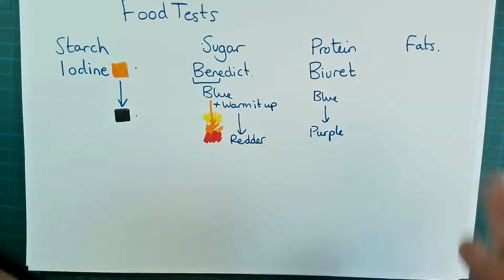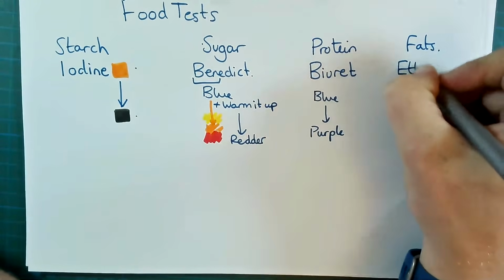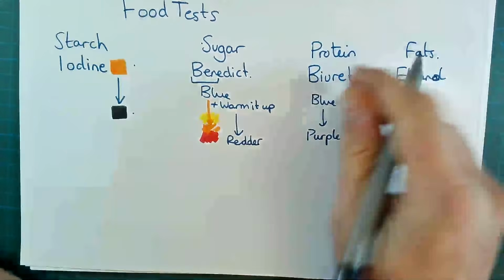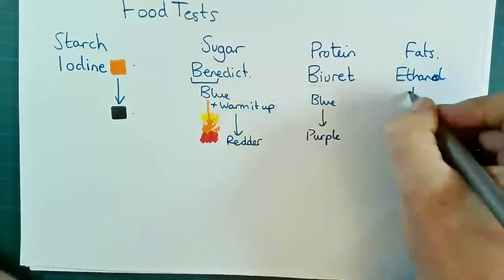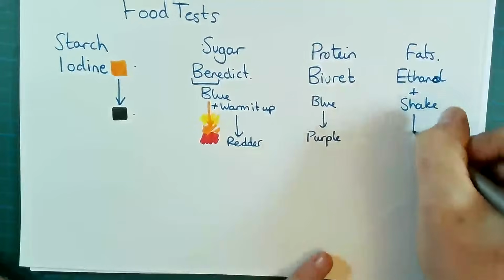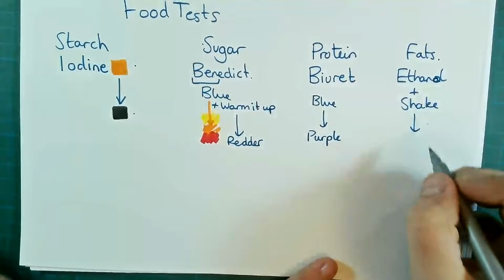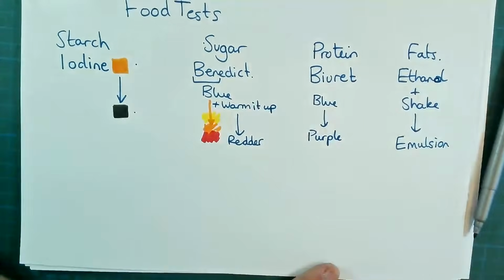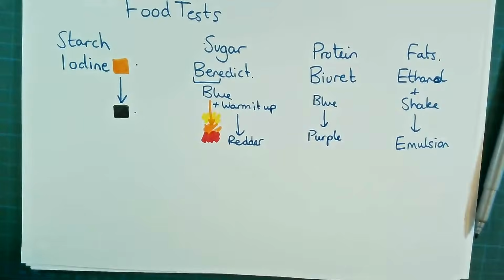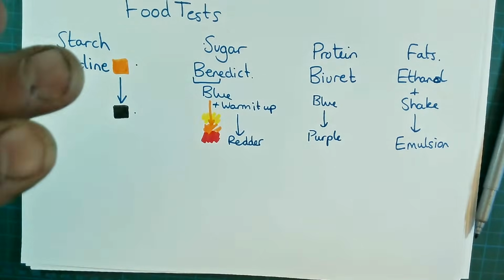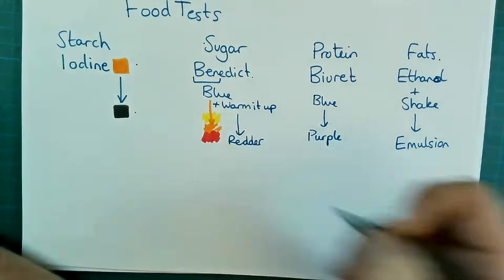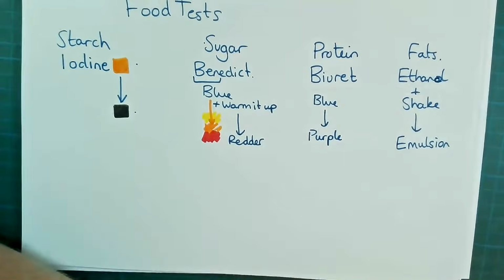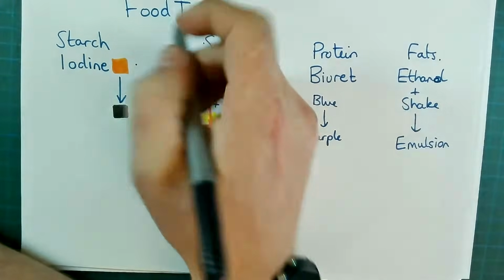And finally, you've got fats. For fats, you add some ethanol and you give it a shaky shake. And you will get an emulsion. Yep, brick red. Just say red, it's fine. Brick red is one of those things they like to talk about for the flame test later on. Brick red is technically correct, like when they say brick red it is technically better. Red should do fine at this point. Okay, those are the food tests.